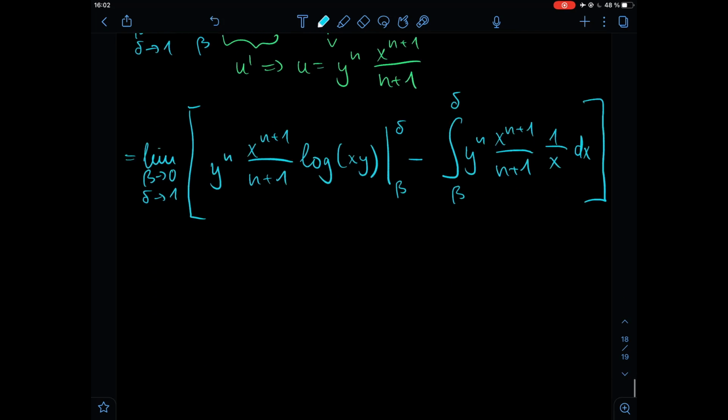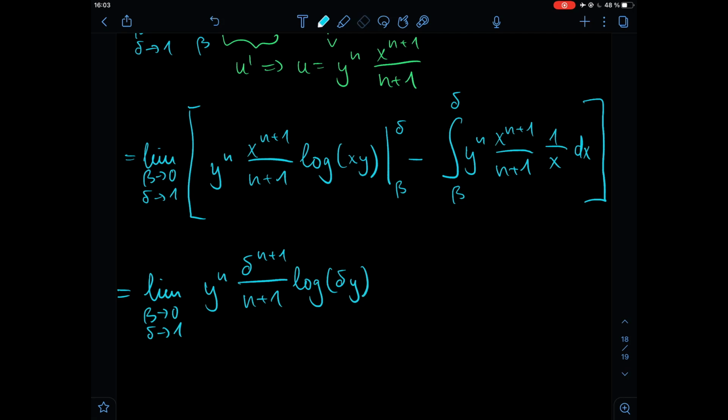All right, so let's have a look at the brackets. So we have the limit of beta going to 0, delta going to 1 of, let's plug it in already, delta to the power of n plus 1 divided by n plus 1 times log of delta y. So we can just drop the beta here. All we're interested in is the delta going to 1.